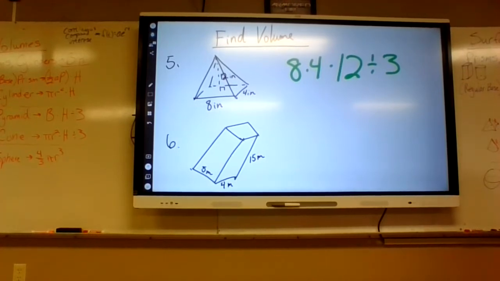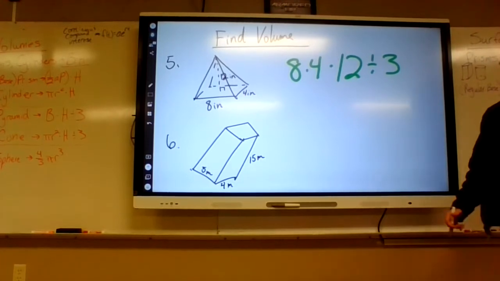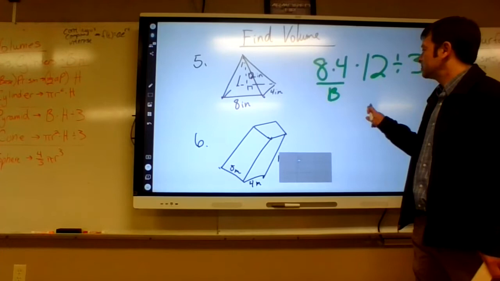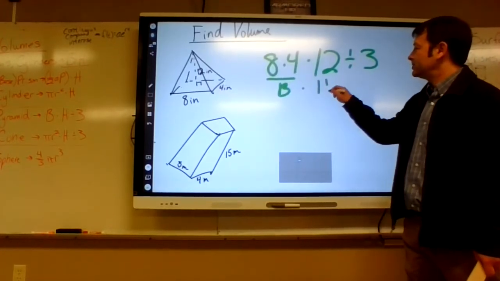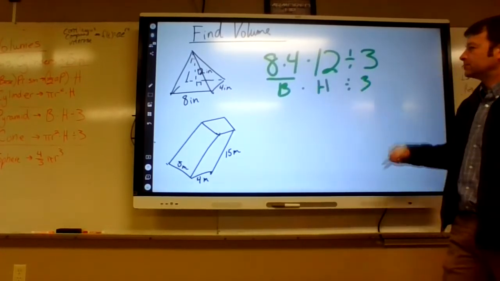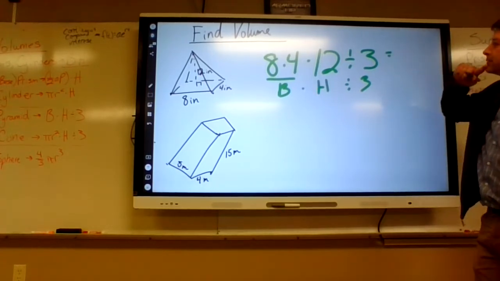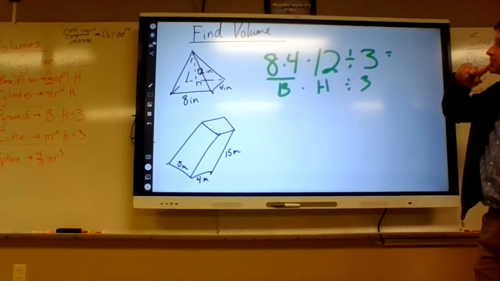Pyramid volume formula. Area of the base times the height divided by 3. Equals, let's see, 4 times 30. 128.